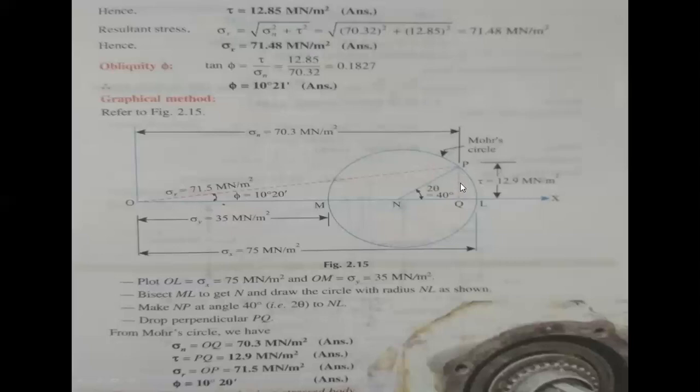So these are the answers after measuring different lines. Line PQ gives the tangential stress tau, line OP gives the resultant stress, whereas the inclination from horizontal gives us phi, or the angle of inclination of the plane. So this was the graphical method. So this was the talk about principal stresses and principal planes, and then we discussed the Mohr circle and how to solve problems by application of Mohr circles.